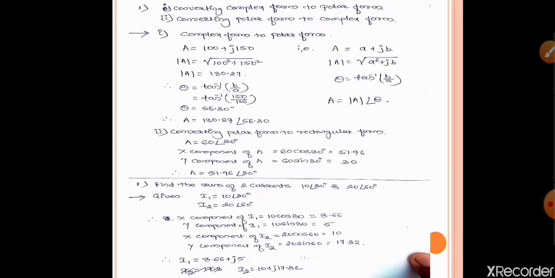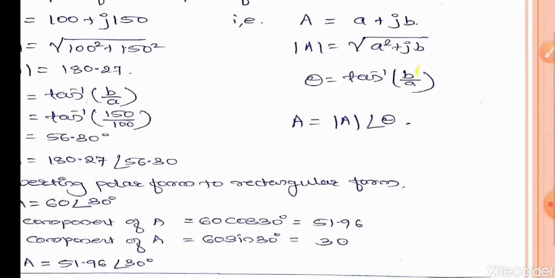Next, converting complex form to polar form. If they have given the equation in the complex form, we have to convert it into polar form. So assume A equal to a plus jb. First you have to find out the magnitude. Magnitude of A equals square root of a square plus b square, and theta, we know already, is tan inverse of b by a. The final answer is A equal to magnitude of A at an angle theta.